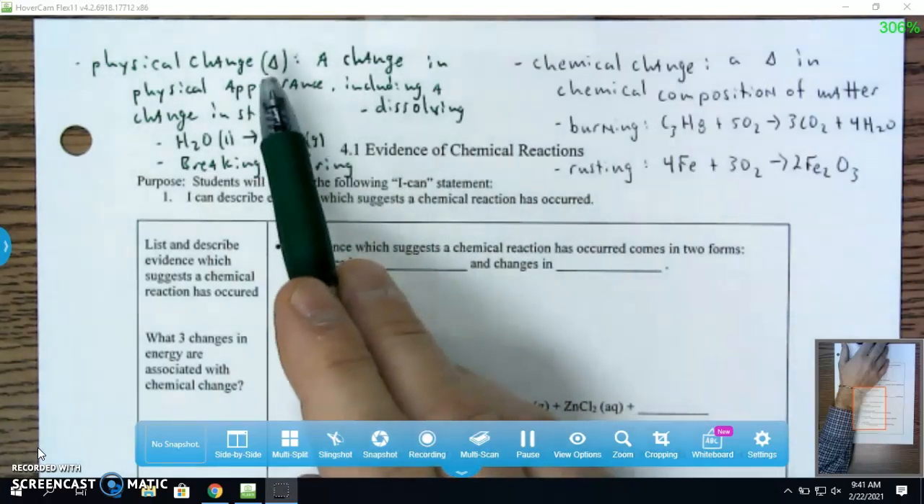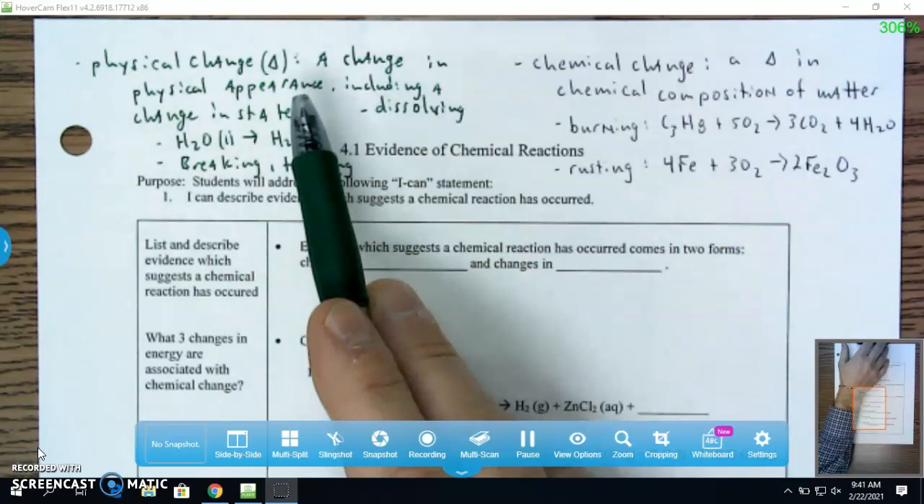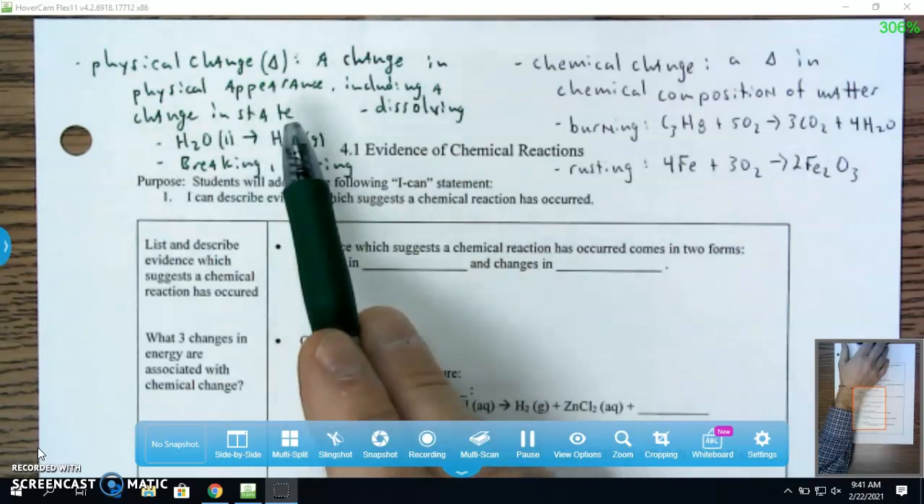So first of all, this little triangle in science means change. It's the Greek delta symbol, which means change. So a physical change is defined as a change in physical appearance, and this includes a change in state.